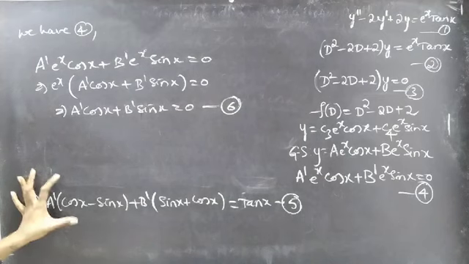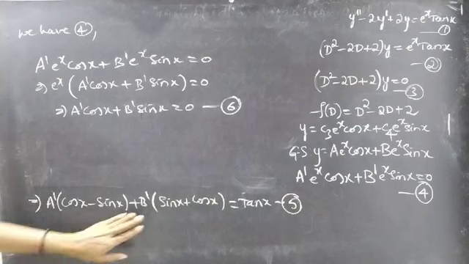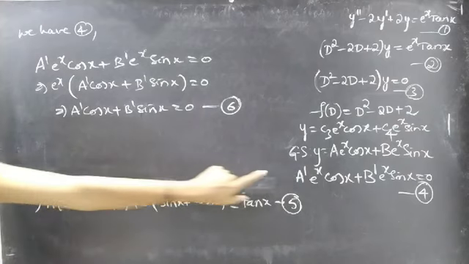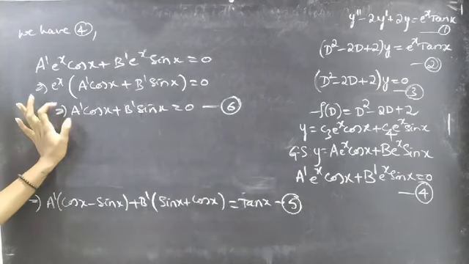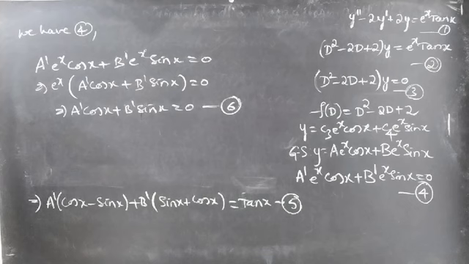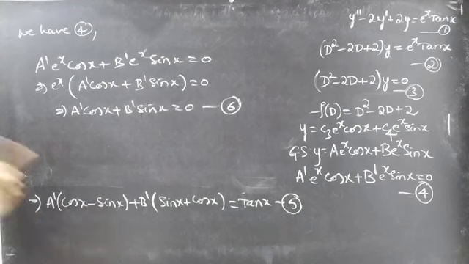Now let's solve equation 6 and equation 5 instead of solving 4 and 5, because we have eliminated e power x from this equation, and in equation 4 we are having e power x. So after eliminating e power x from equation 4, we got the 6th equation. So we are going to solve equation 5 and equation 6 here to find a dash and b dash. Otherwise, you can just solve equation 4 and equation 5 to find a dash and b dash. But we need two equations which do not involve e power x now. So I'm considering 6 and 5.